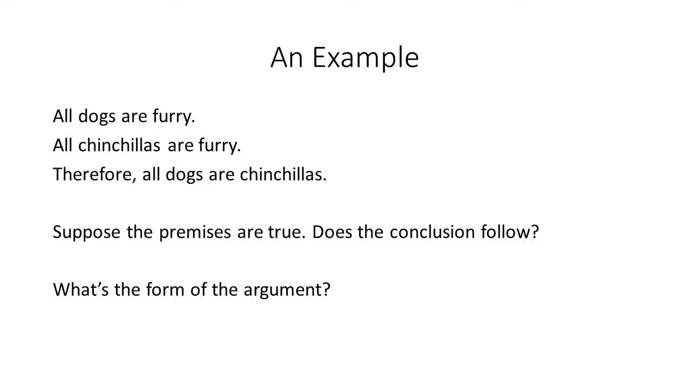So remember, an argument is valid if and only if it's not possible for its premises to be true and its conclusion false at the same time. And an argument's invalid if and only if it's not valid. So it's possible for the premises of this argument to be true while its conclusion is false at the same time. So it's not valid, so it's invalid. Okay.